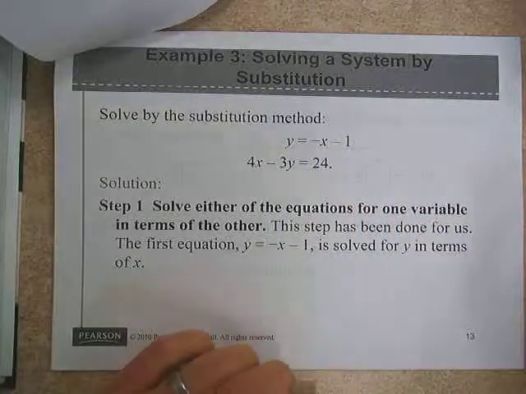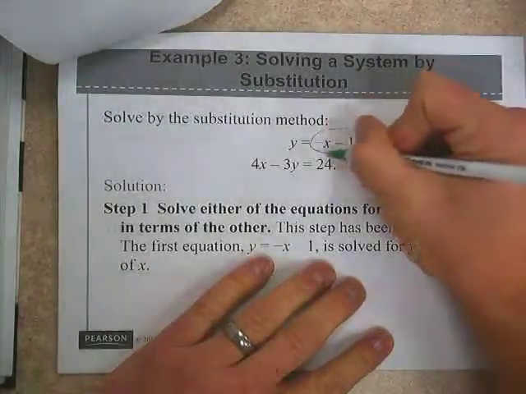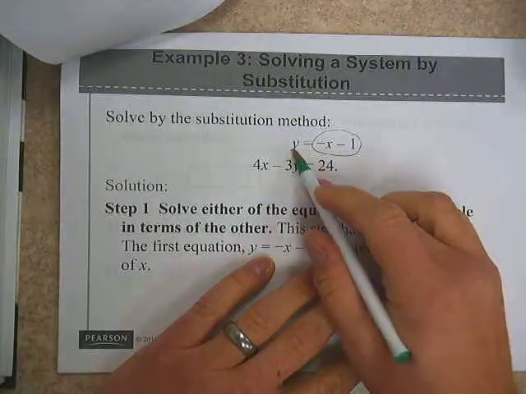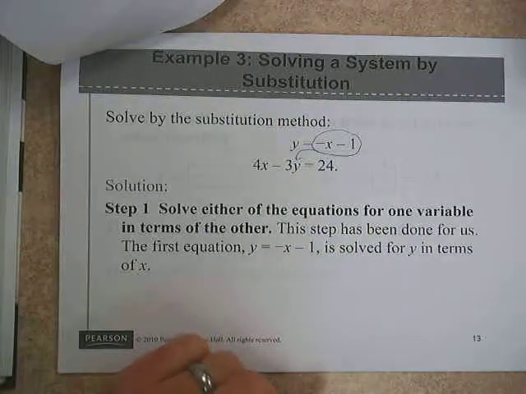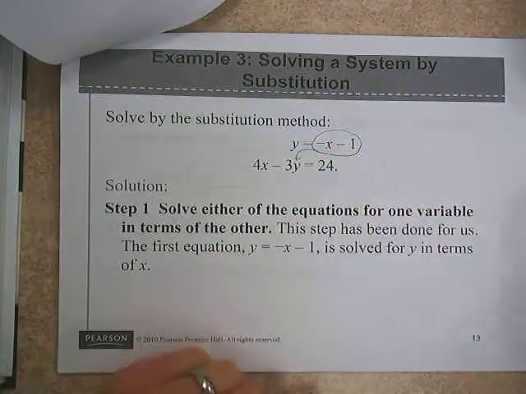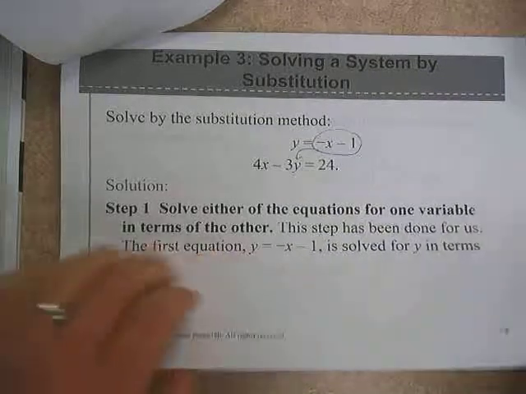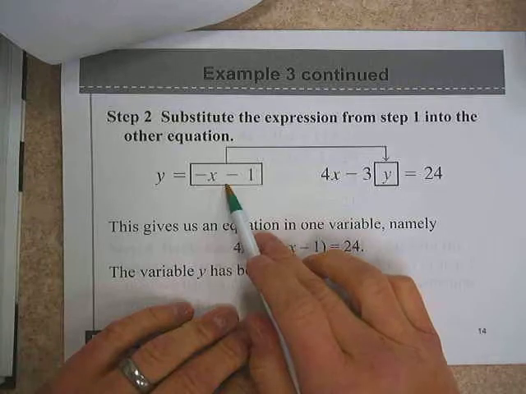So this particular one, we have y equals negative x minus 1, and then we have one that's in standard form here. So we do have a variable alone already in one of the equations, which is good. So what we're going to do then is this. We're going to take that stuff that y is equal to, because y is equal to this stuff, and we're going to replace the y in the other equation with that stuff. So we're going to replace this y with the quantity negative x minus 1.